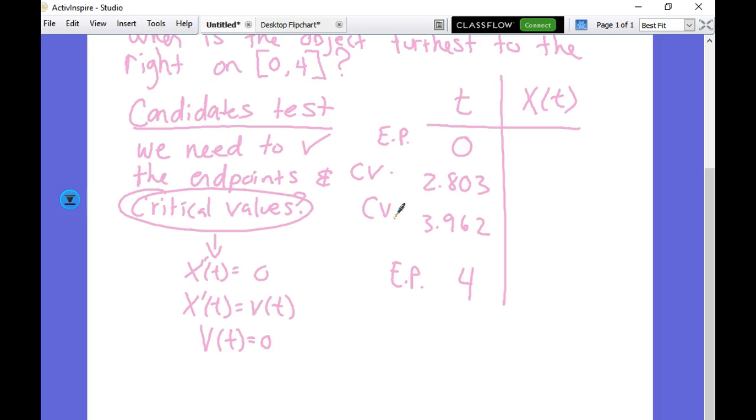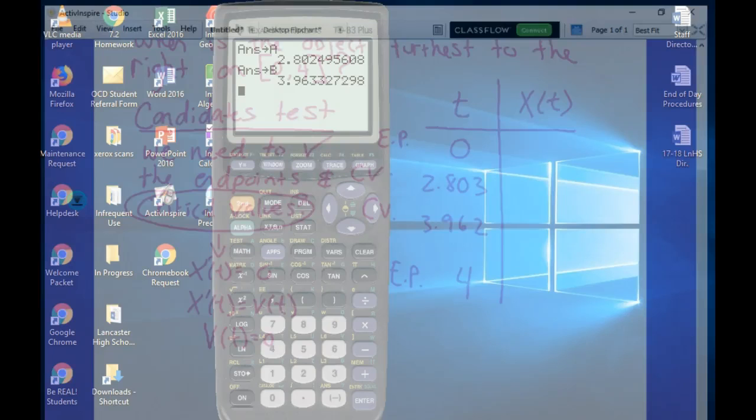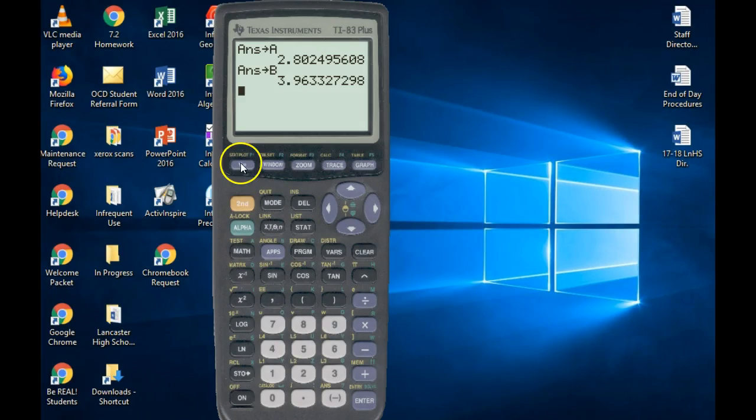Okay. And now Nick had brought up we need to find out where it's undefined as well. Now we could use the quadratic formula, but I don't really want to do that. So what I'm going to do is first of all, I'm going to get rid of this equation here. So I'm going to scroll over here. You guys see how that line's blinking? I'm going to push that until it's gone.